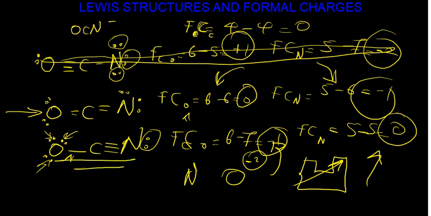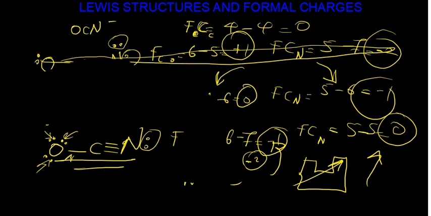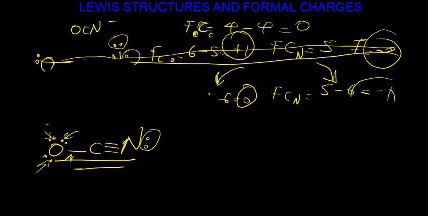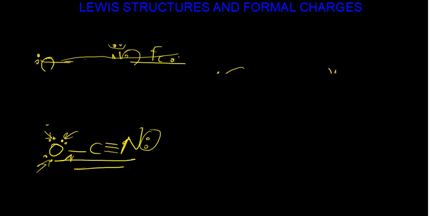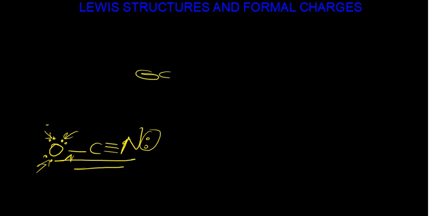So therefore, the correct Lewis structure for our compound in this case is the third one. So the correct Lewis structure for OCN minus is O, making a triple bond with nitrogen like that, then having those bonds. So that will be our correct Lewis structure, the most stable Lewis structure.